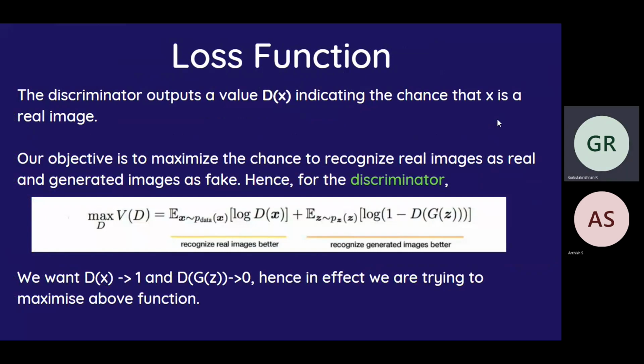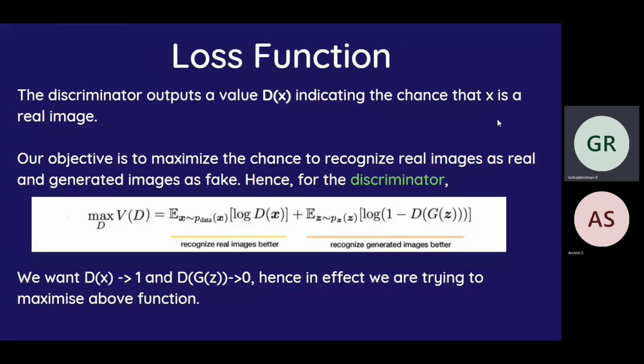Before that, let me go over some explanation of the loss function for both these neural networks, the discriminator and the generator. First, the discriminator is basically a classifier, so it outputs a single value. You call it D of x, where x is the input. If it's a real image, D of x is the probability that x is a real image, as determined by the discriminator.